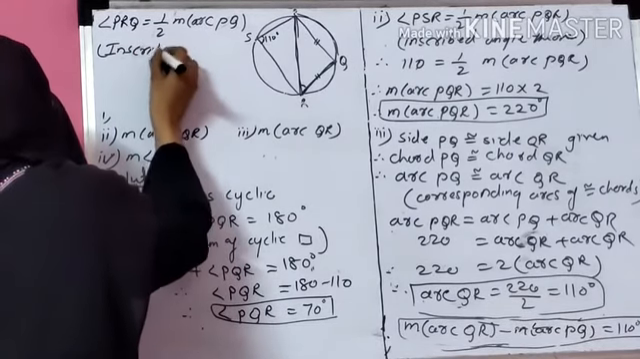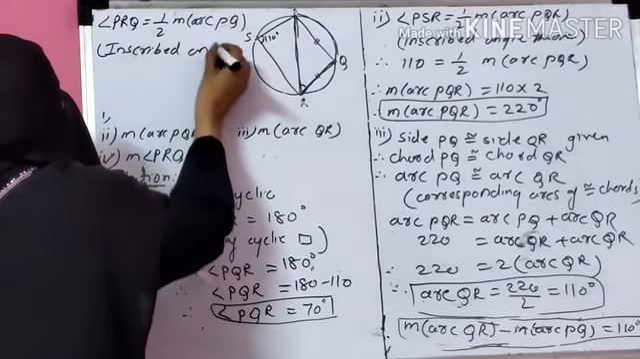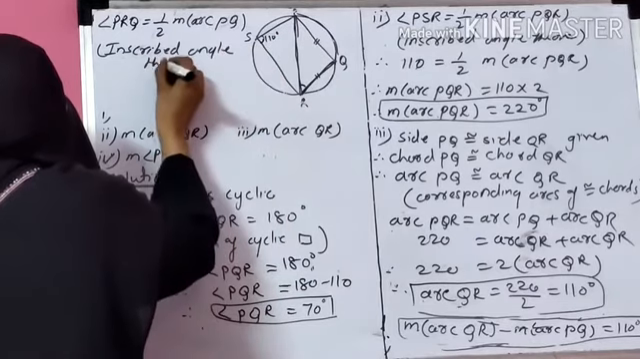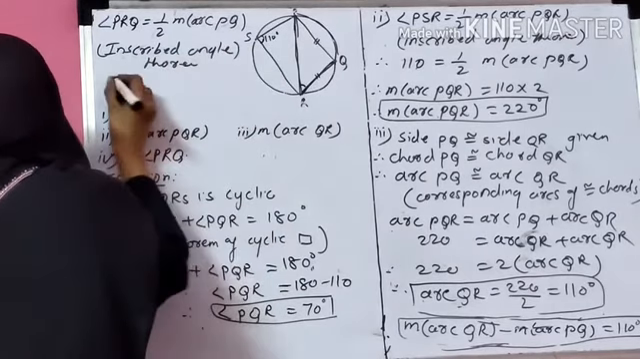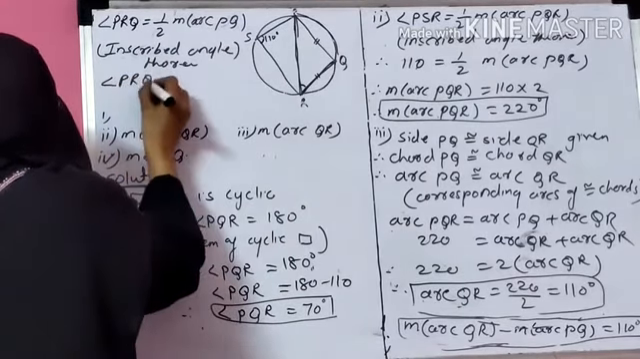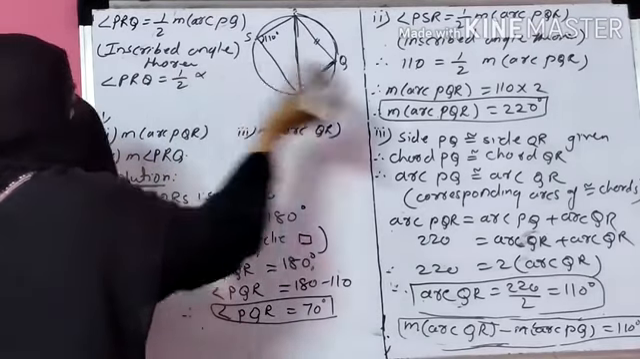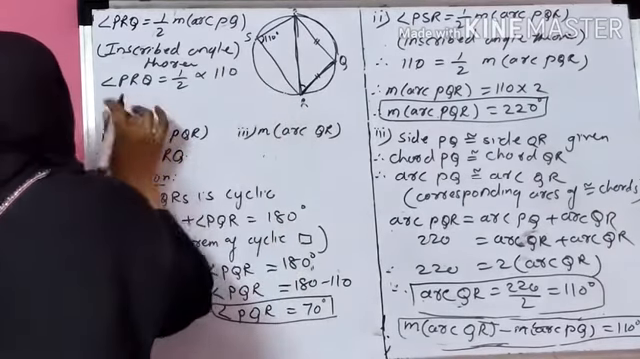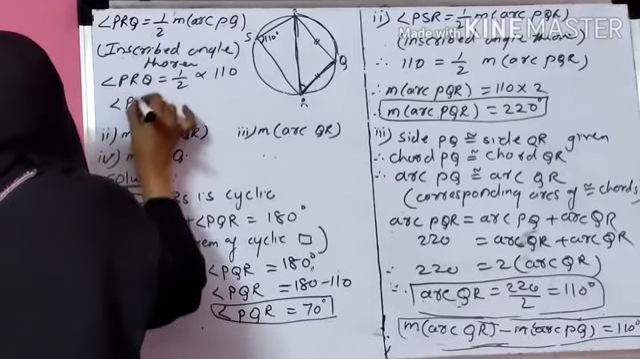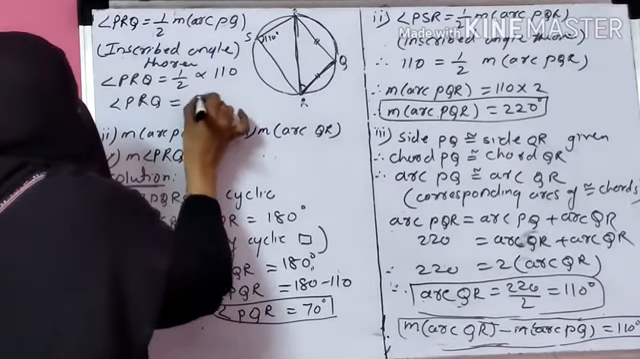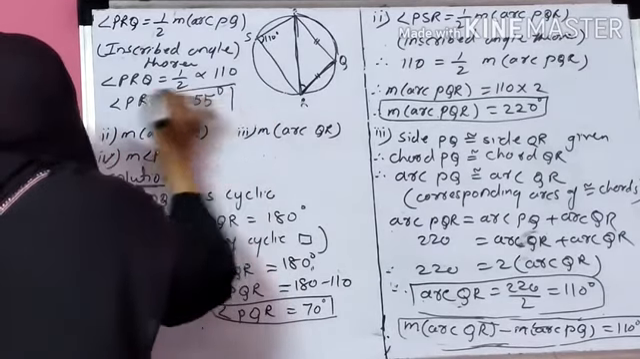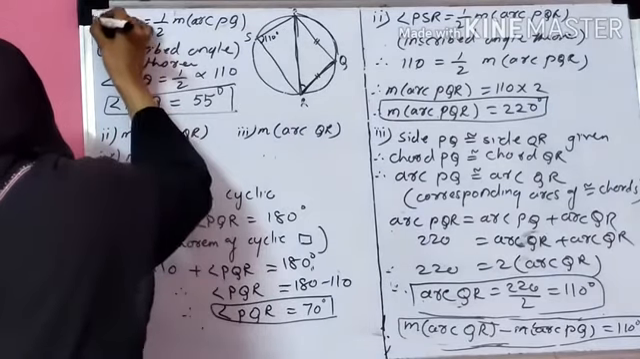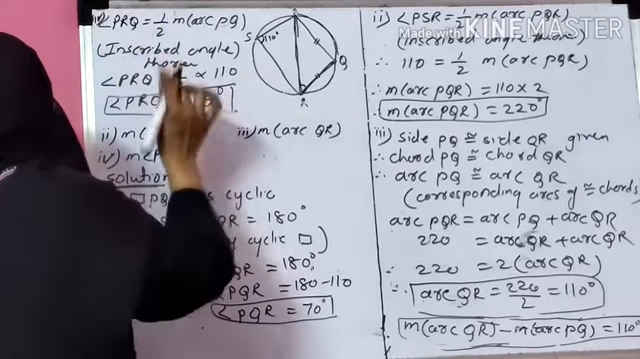Inscribed angle theorem. Okay. Now here, angle PRQ is half of the measure of arc PQ, which is 110. So half of 110, angle PRQ is equal to 55 degrees. So here you get the value of angle PRQ is 55 degrees.